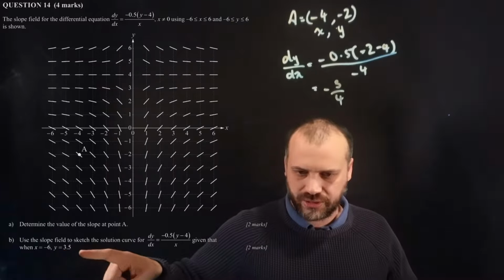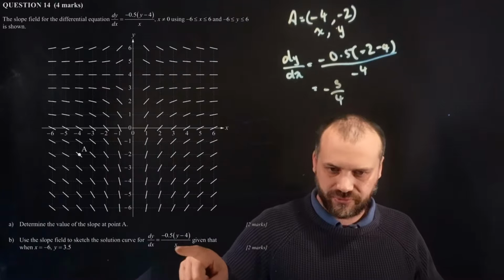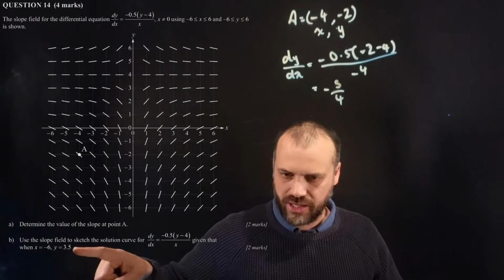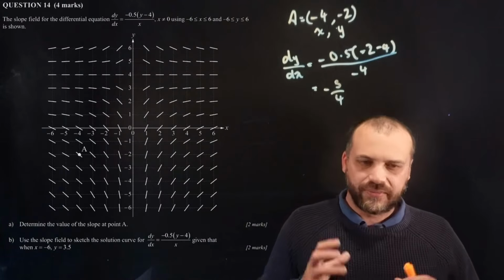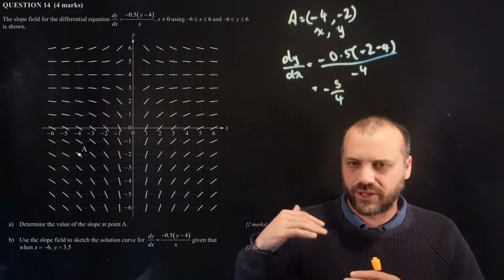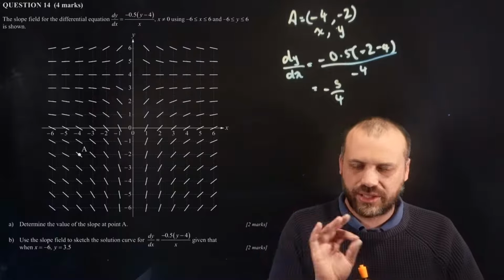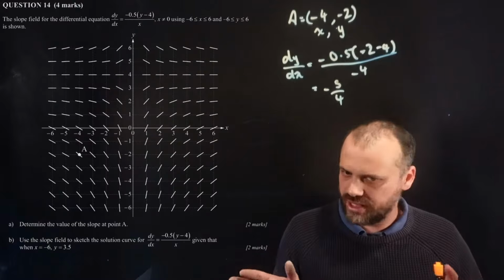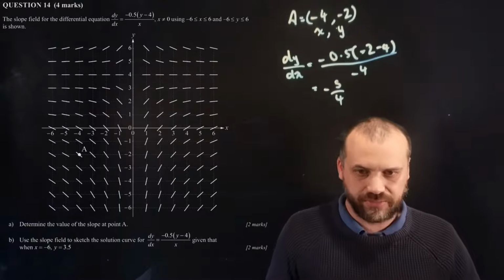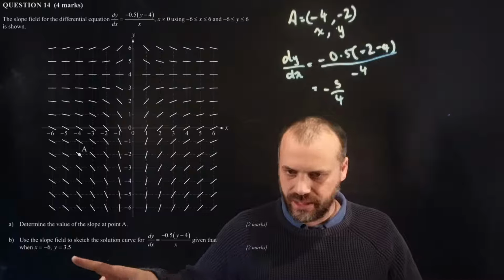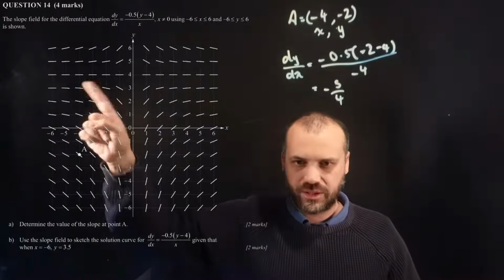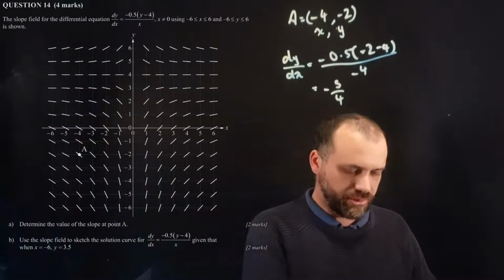Okay, so what about part B? Use the slope field to sketch the solution curve for this, given that when x equals -6, y equals 3.5. Now, you need to embrace a certain level of inaccuracy here. You can't go for an exact correct answer. You just need to have a roundabouts, right? We're sketching this thing. So, x equals -6, y equals 3.5. We take that as our starting point. So I'm going to put our starting point on my curve here.